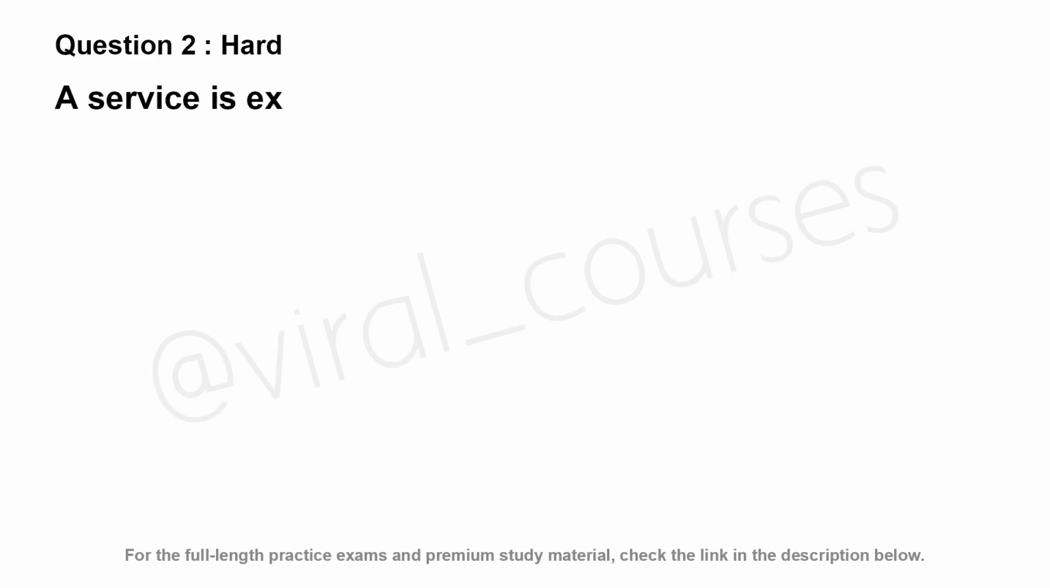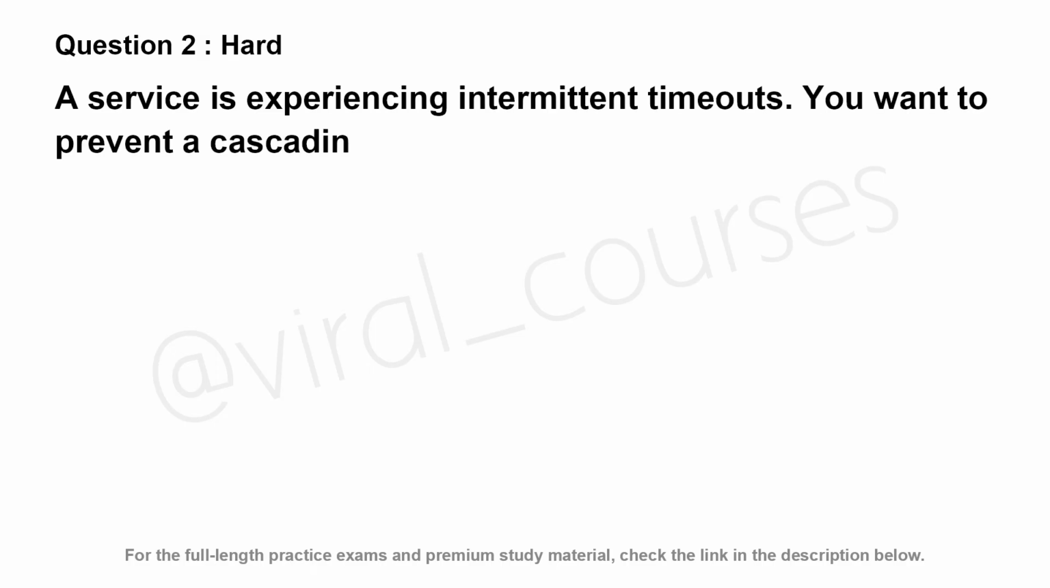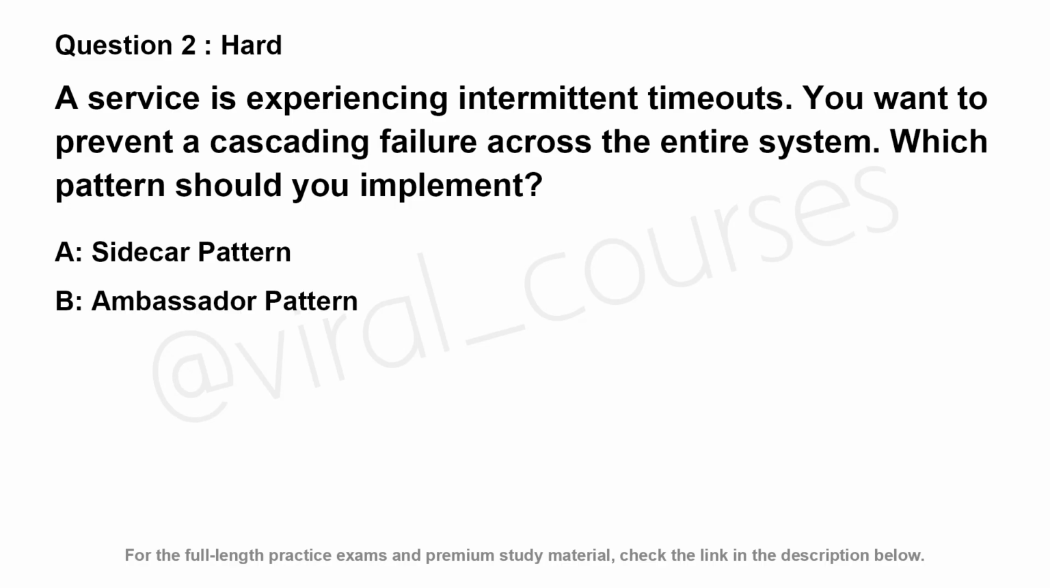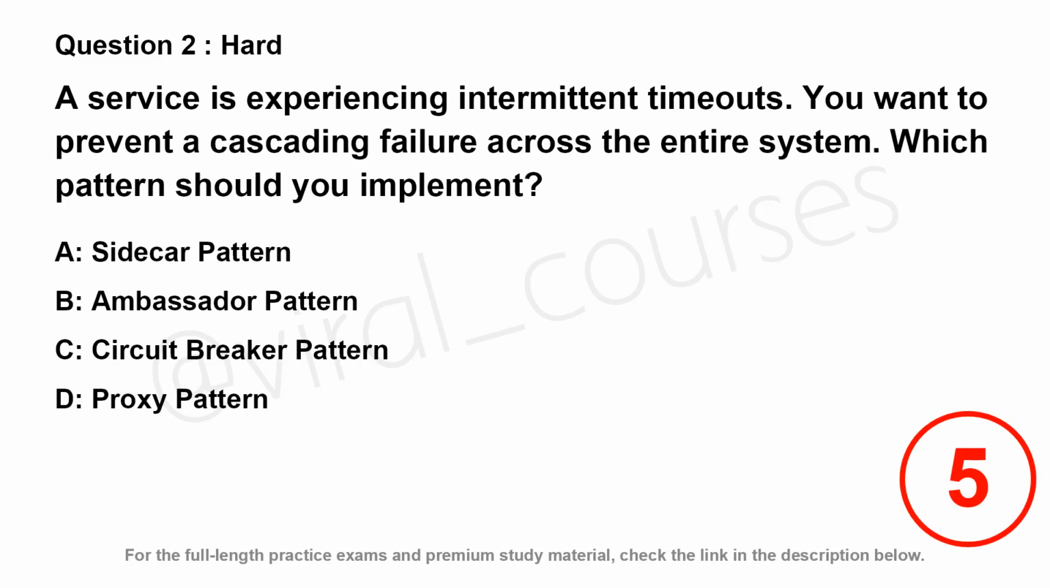A service is experiencing intermittent timeouts. You want to prevent a cascading failure across the entire system. Which pattern should you implement? Option A, sidecar pattern. Option B, ambassador pattern. Option C, circuit breaker pattern. Option D, proxy pattern.